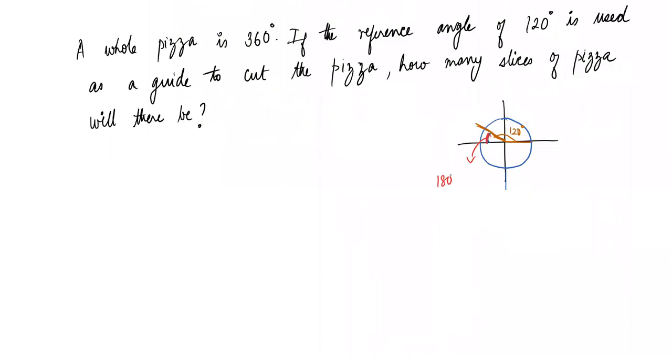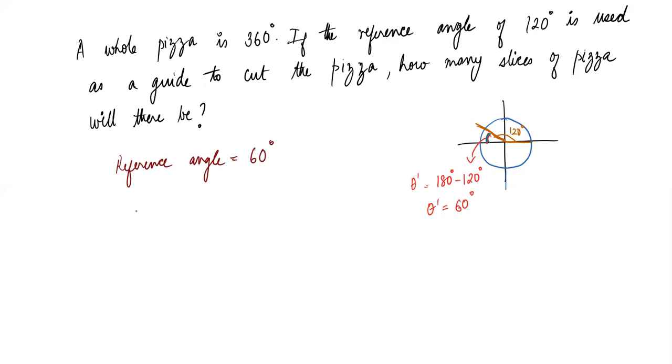So 180 degrees minus theta. In this case, theta is 120 degrees. So theta prime, or the reference angle, is 180 minus 120, which is 60 degrees. Okay. And so we come back here and we say, well, we have the reference angle to be 60 degrees. So that is how you're going to slice your pizza.